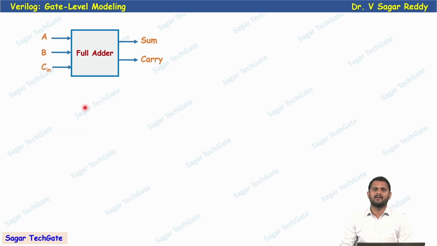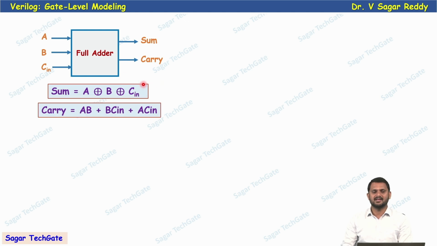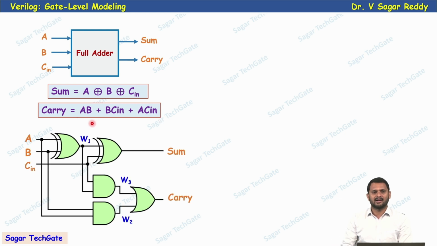Now see another example. We have a full adder having three inputs A, B, Cin, and two outputs sum and carry. Now if you see the expression for sum, it is A XOR B XOR Cin, and carry is equal to AB plus BCin plus ACin. Many ways we can design it. So there's a simple circuit diagram. I'm not taking much time. Now I'll draw the gate level diagram for this full adder.